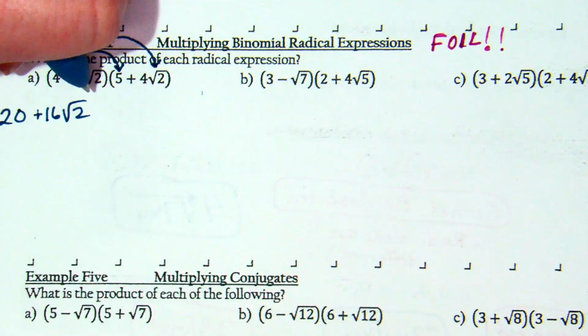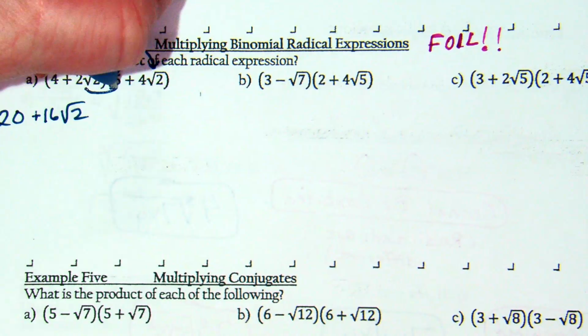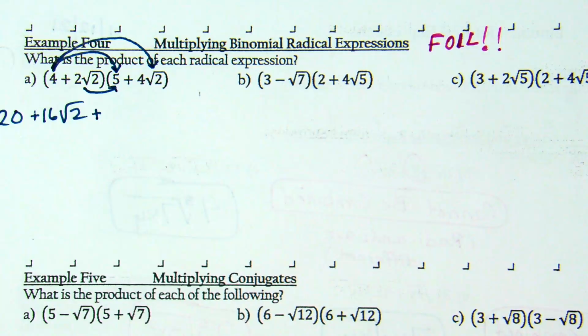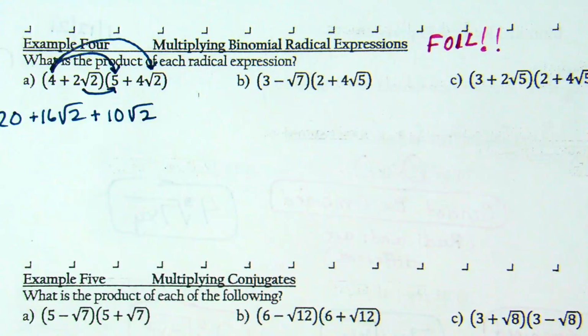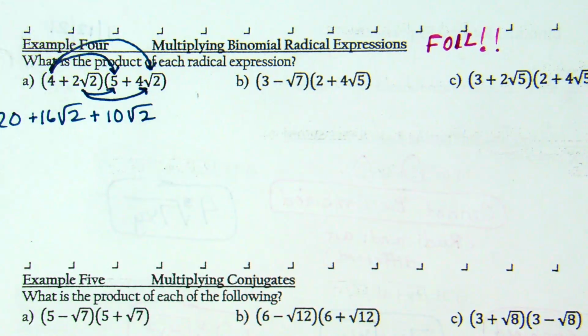Or you're taking the 2 radical 2 and you're starting to distribute it. So 2 radical 2 times 5. Outside, 2 times 5. So 10. Keep the square root of 2. So 10 square root of 2. And last, 2 square root of 2 times 4 square root of 2. Two times 4 is 8. Square root of 2 times square root of 2.